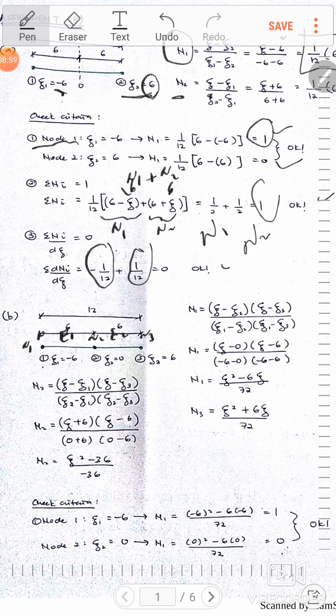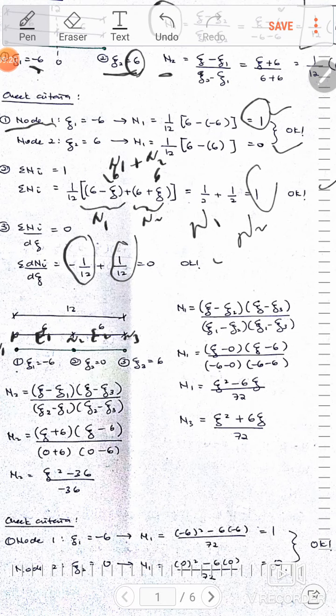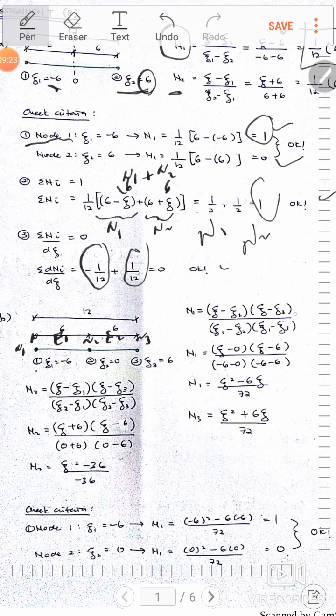Zeta minus, look, I neglect node zeta 1 because I'm working on node number 1. So my rule is N1 equals zeta minus zeta 2 times zeta minus zeta 3. Zeta 3 is for node number 3 and zeta 2 is for node number 2. I don't have one more to put, zeta minus zeta 4. Okay, go to the down.